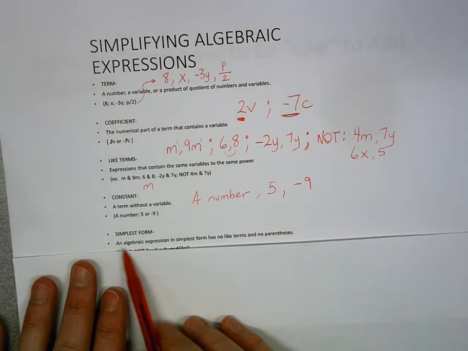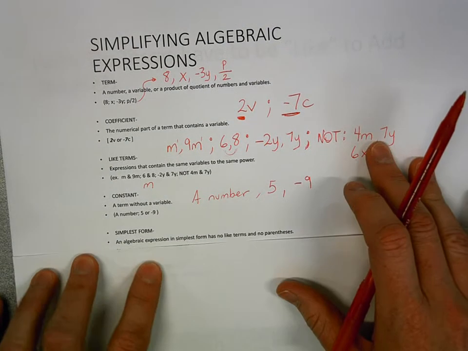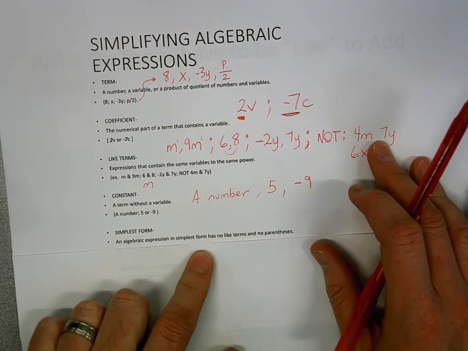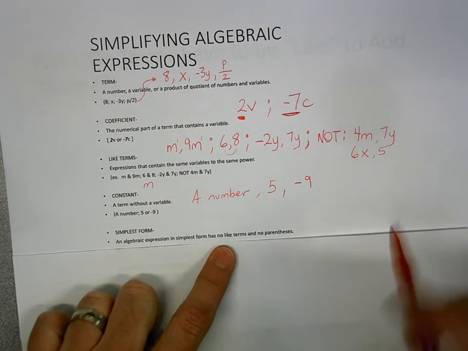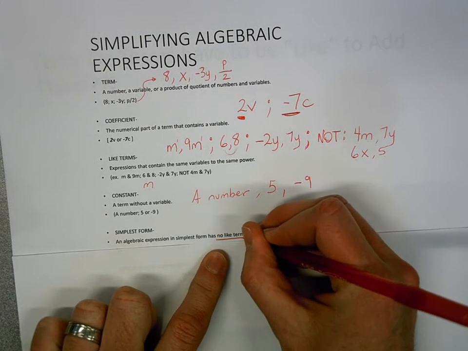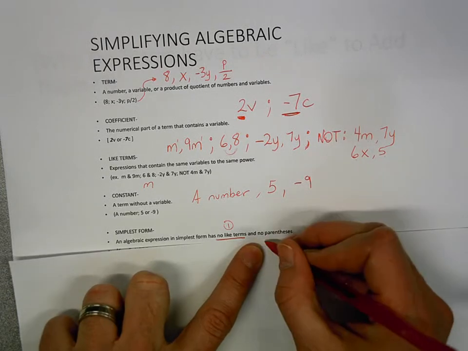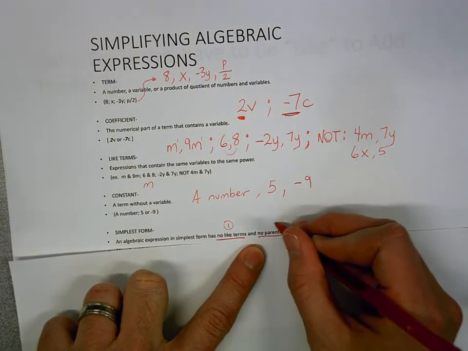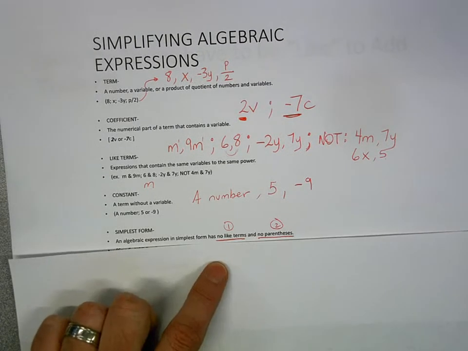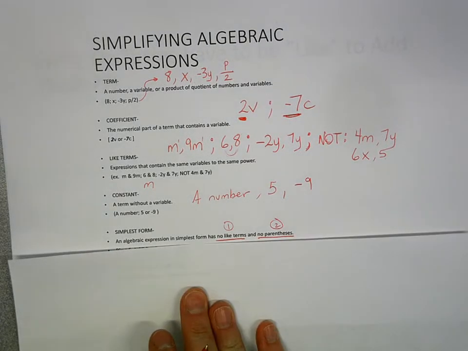It says an algebraic expression in simplest form has, condition number 1, no like terms. We just talked about what like terms are, things with the same variables. And we talked about this earlier, no parentheses. If it has parentheses or it has like terms, then you know it's not in simplest form yet.